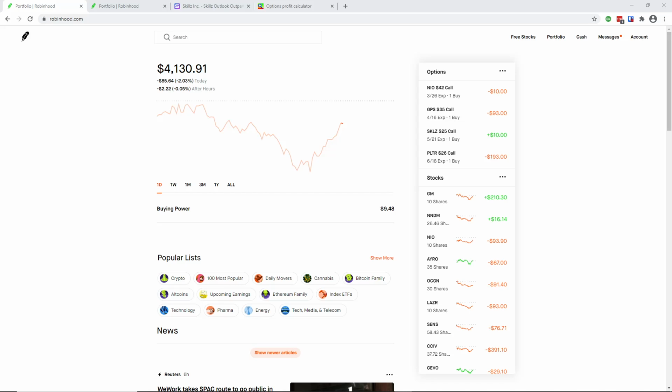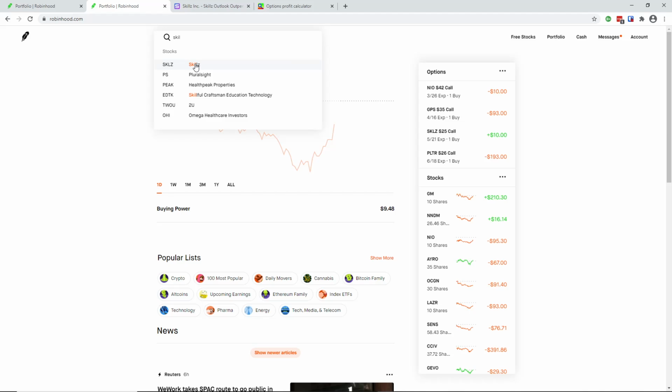So with that being said, recently I've been learning about options, buying options. I'm fairly new to it. I'm a beginner, but I just wanted to show you guys why and how I bought an option. So essentially, you can log into your Robinhood account. You want to search up the company. In my case, I bought this in the morning.